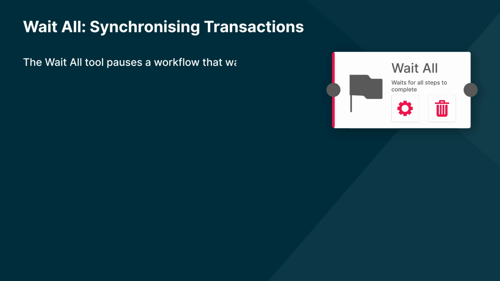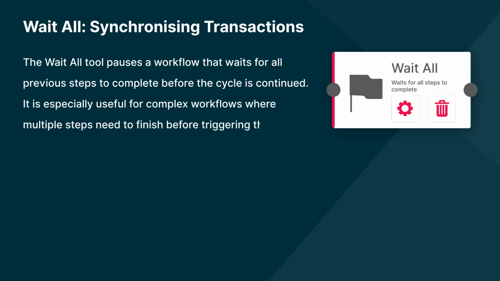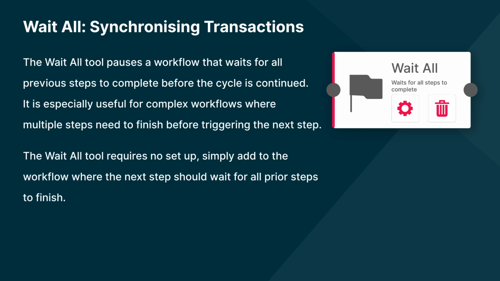Wait all, synchronizing transactions. The wait all tool introduces a pause to a workflow that waits for all previous steps to complete before the cycle is continued. It is especially useful for complex cycles where multiple steps need to finish before triggering the next action. The wait all tool requires no setup and can be simply dragged and dropped where the next step should wait for all previous steps to finish.